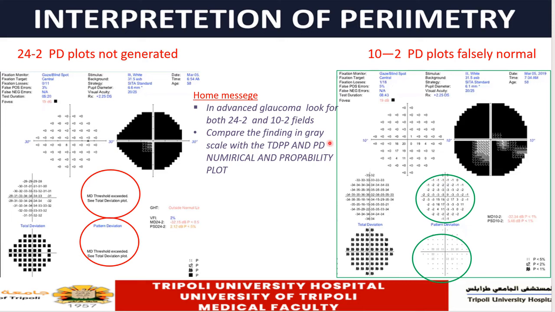So the take-home message is that in advanced cases of glaucoma, you should look at both the 24-2 and 10-2 and compare the findings all together. That is the grayscale, as well as the total deviation probability plot and the pattern deviation numerical and probability plots.